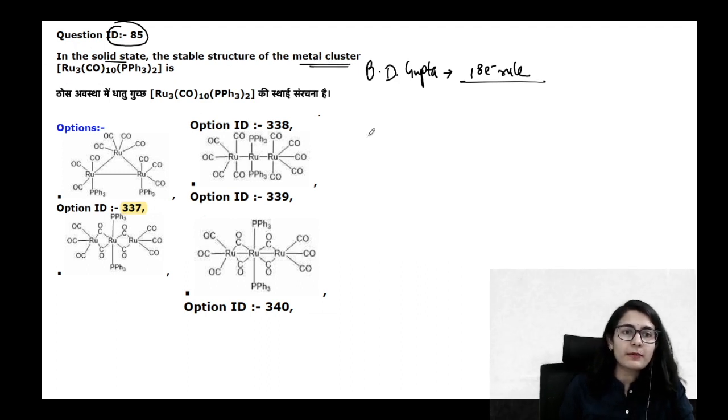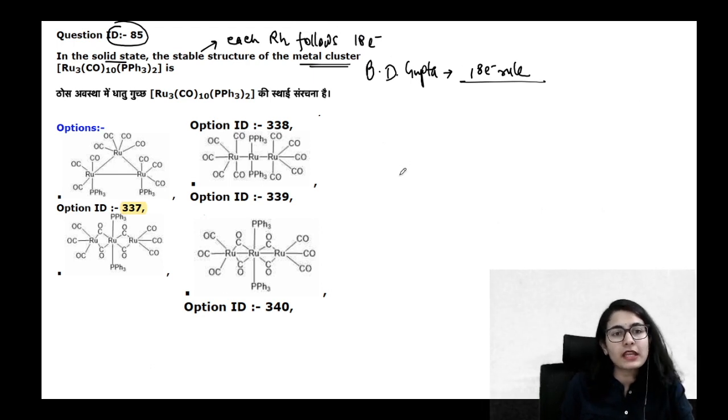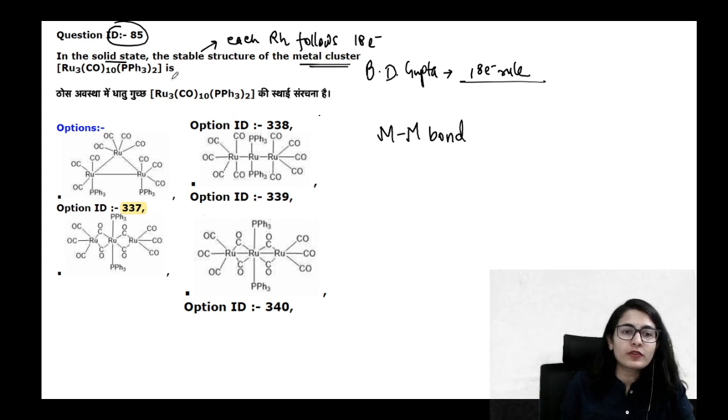So whenever you see something like this, the stable structure means where each ruthenium follows the 18 electron rule. So first of all, the stable structure means the complex follows the 18 electron rule. You can find out the number of metal-metal bonds over here. That's going to be easy. The number of metal-metal bonds will come out to be 3 when you calculate for the whole of this.